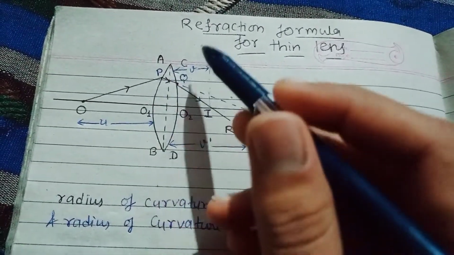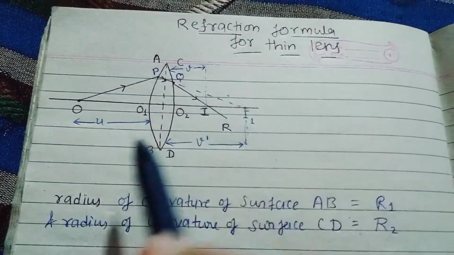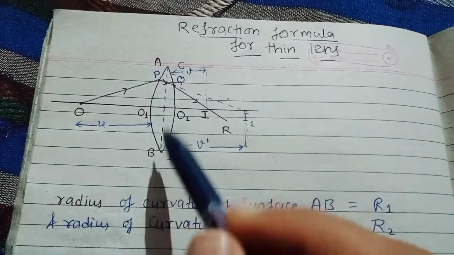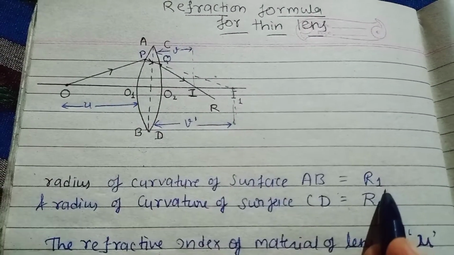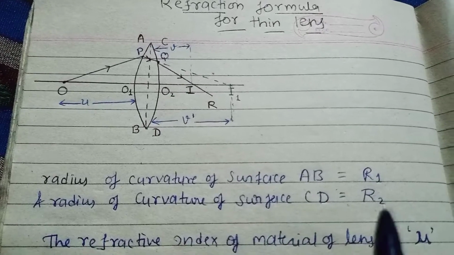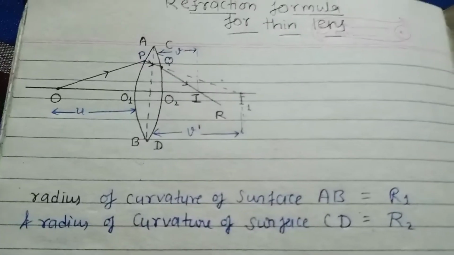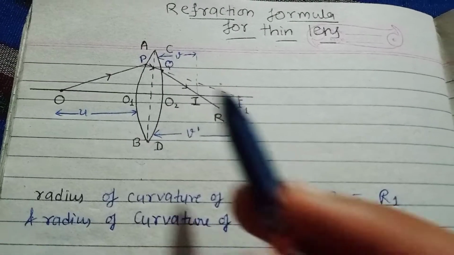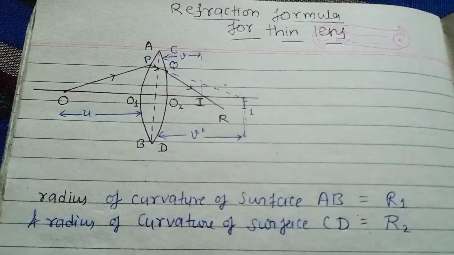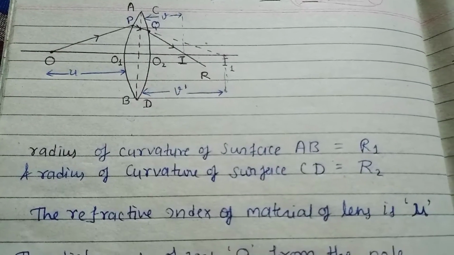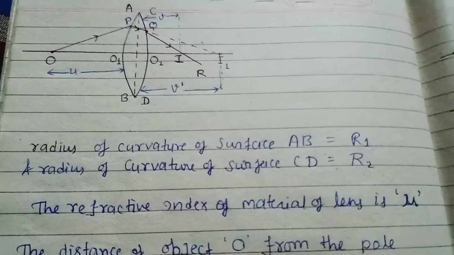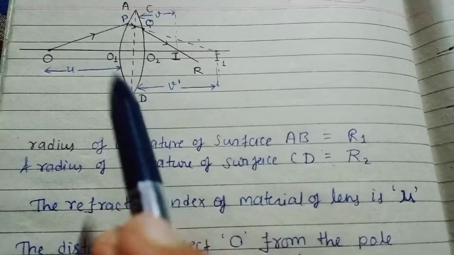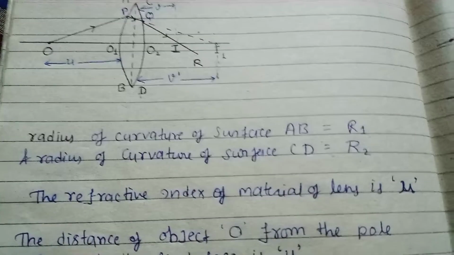These are the two spherical surfaces AB and CD, whose radii of curvature are R1 and R2. The radius of curvature of surface AB is equal to R1, and the radius of curvature of surface CD is equal to R2. We consider that this lens is placed in air. The refractive index of the material of the lens is mu.